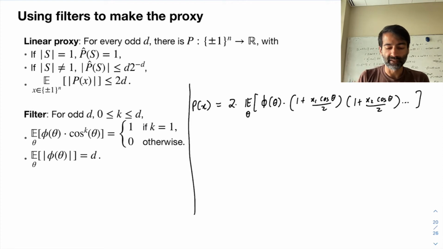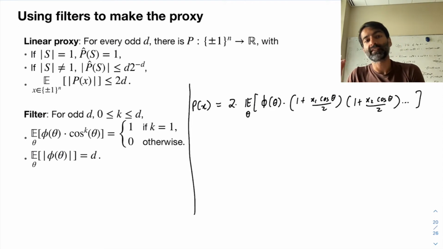Now, if you think about it, these properties of the filter imply that if you look at the Fourier coefficients of p and look at the first d levels, then only level 1 survives. All other levels are made 0 because the filter annihilates any power of cosine theta that's not 1 among the first d powers. And the level 1 Fourier coefficients are exactly 1 by construction.